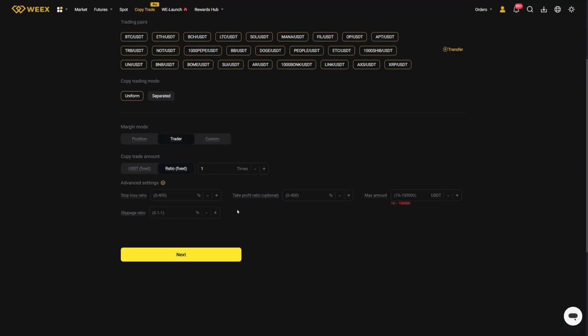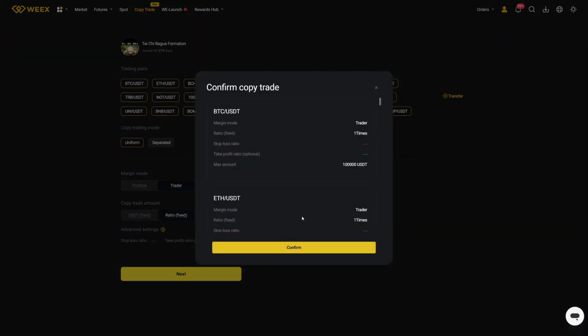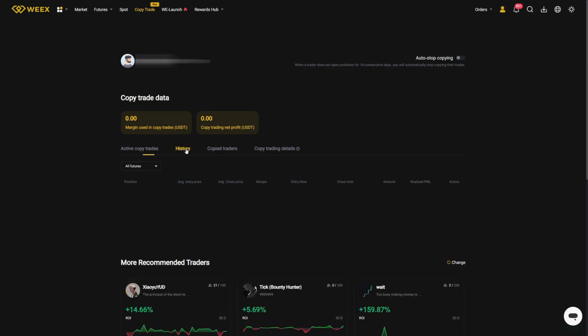Now I will click on next because I have configured all settings, I confirm everything, and now we have successfully initiated a copy trade on the Weex crypto exchange in the copy trading dashboard. You have a few different tabs, for example, the history where you can see the trading history, the copied traders, which you are copying right now, and the copy trading details. Here you can see all of the different details. In this case, he didn't make any trades yet, so it is empty.